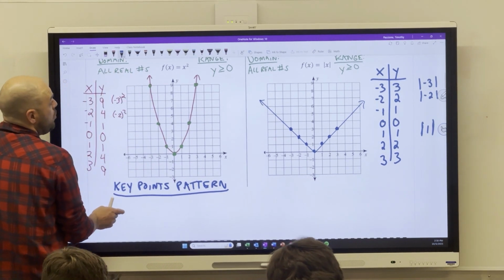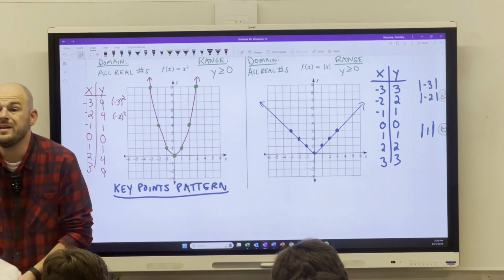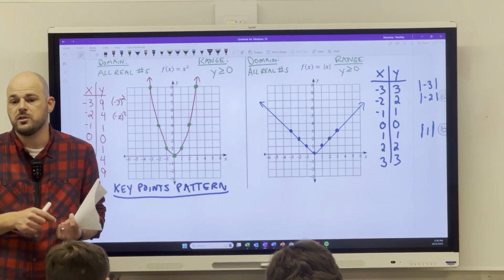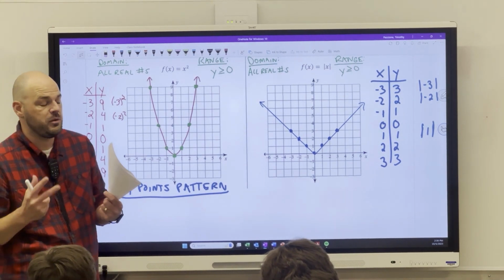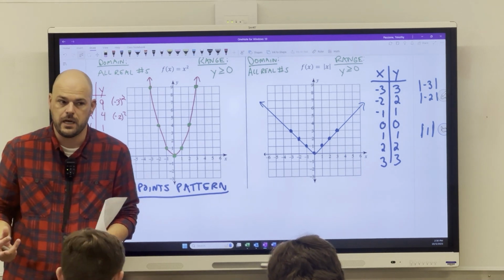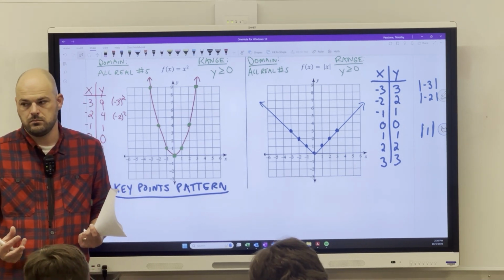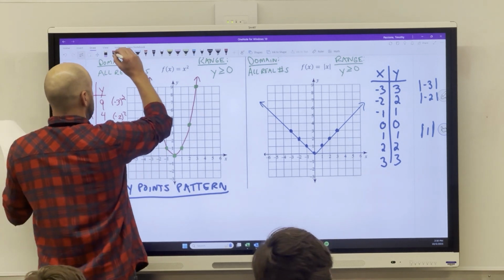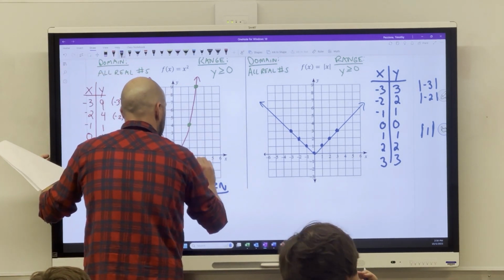Okay, so remember with y equals mx plus b, we always needed a starting point. We needed our b, right? So we need a starting point here as well. And our starting point is going to be our vertex. Anybody remember what a vertex is for a parabola? The bottom part, right? This right here is our vertex.